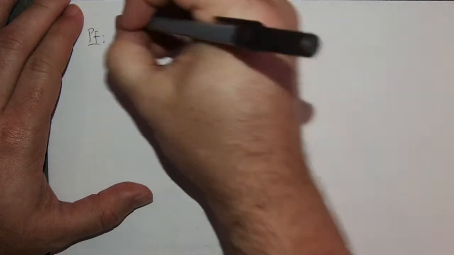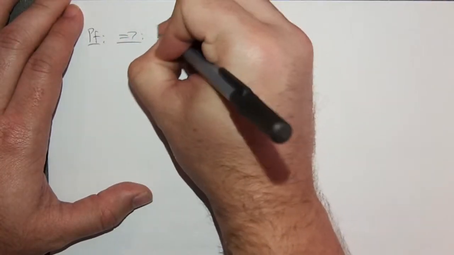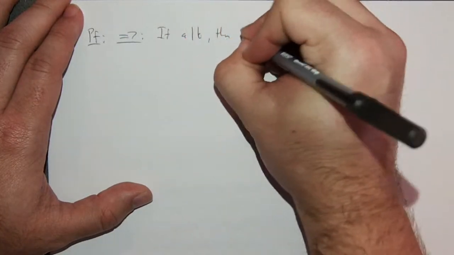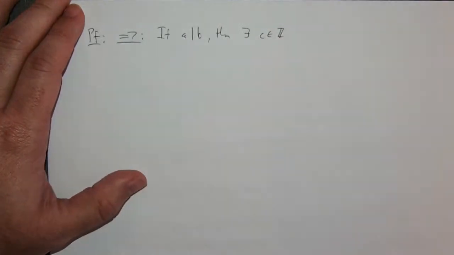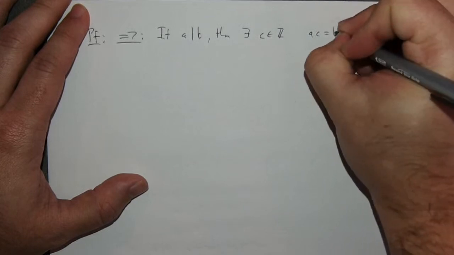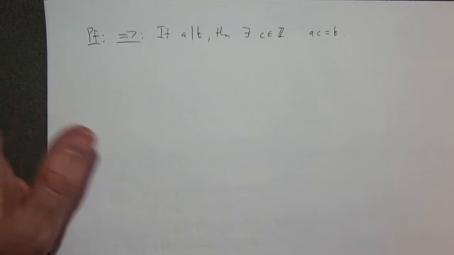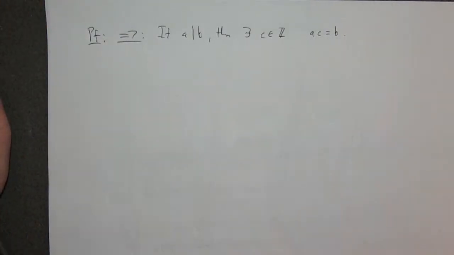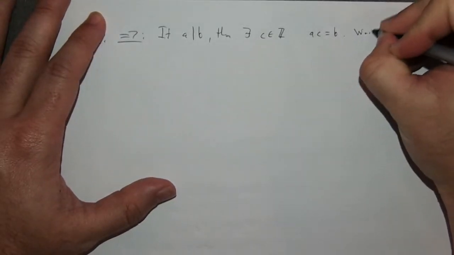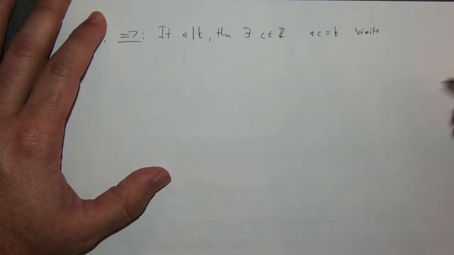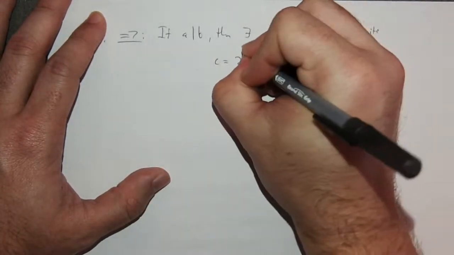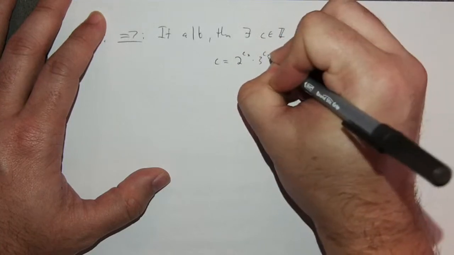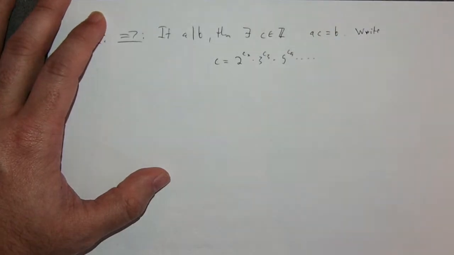So how do I do this? Let's go in the forward direction here. If a divides b, then there exists an integer c with ac equal to b. Since c is some integer, and we can assume c is a positive integer, if a were equal to b, we'd be done, so c is greater than 1, so it has a prime factorization. This goes unsaid, but this is why we can do this. So write c prime factorized as 2 to the c sub 2 times 3 to the c sub 3 times 5 to the c sub 5, and so on.